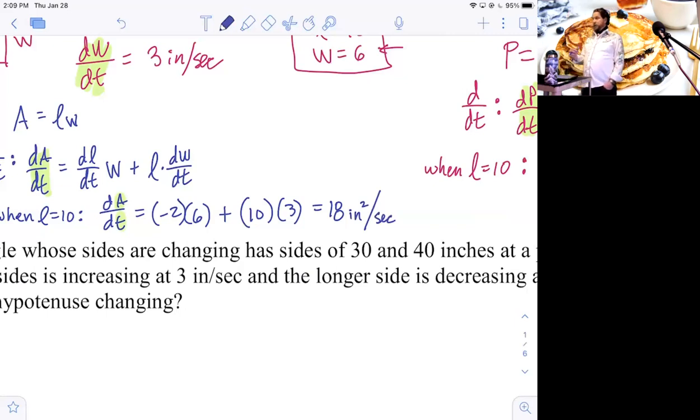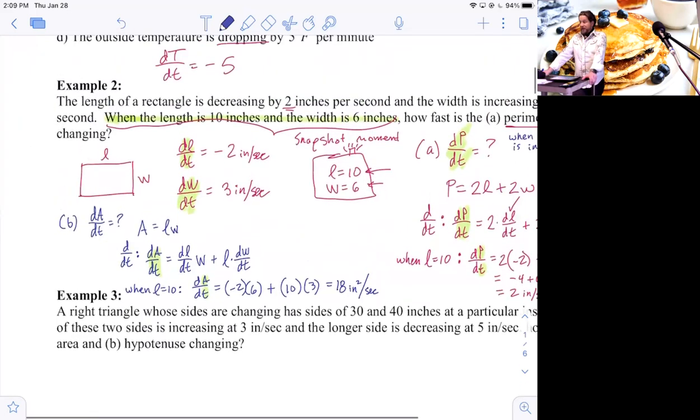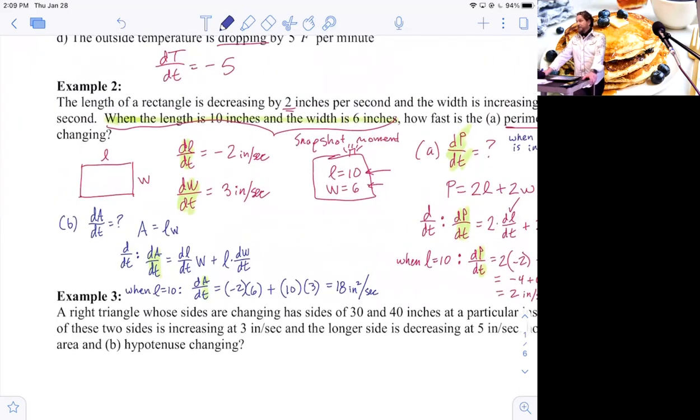Your numeric answer is a rate that's either going to be a positive number or a negative number. When you write the sentence, as before, you interpret the sign as increasing or decreasing, and then you always use the magnitude. So let's just say the sentence, I won't write it. At that same moment, when L equals 10, the area of the rectangle is increasing by 18 square inches per second. How exciting. And that right there contains pretty much the entire essence of any related rate problem.